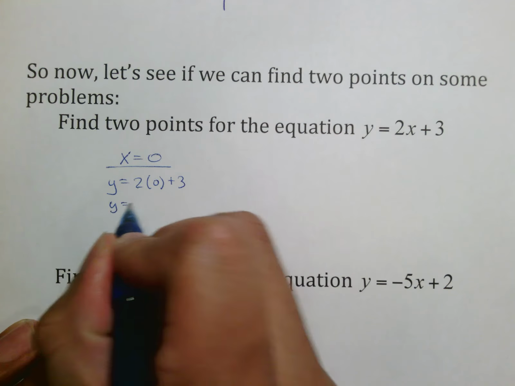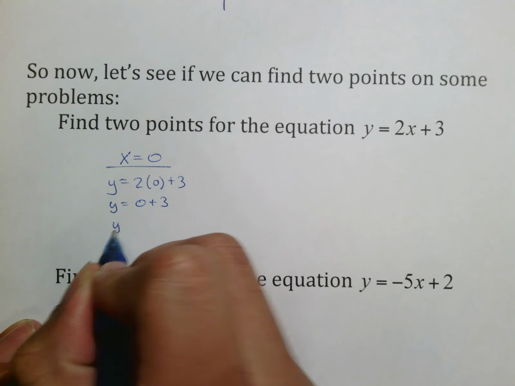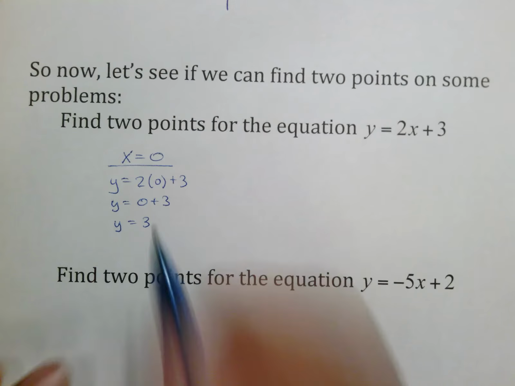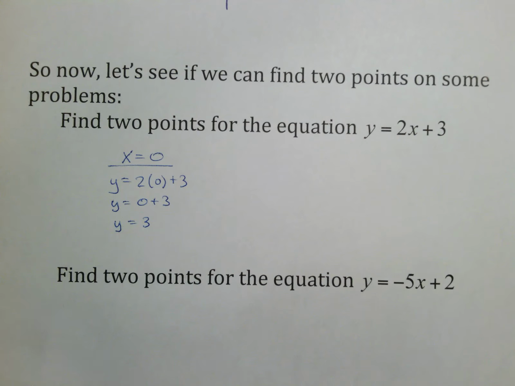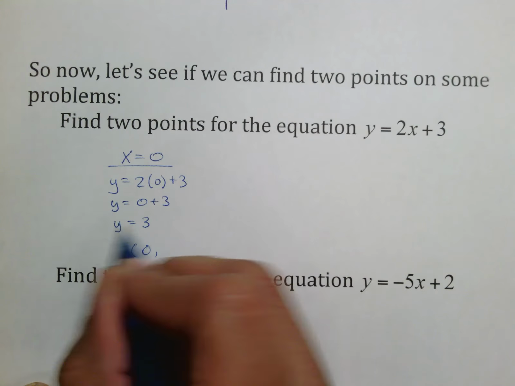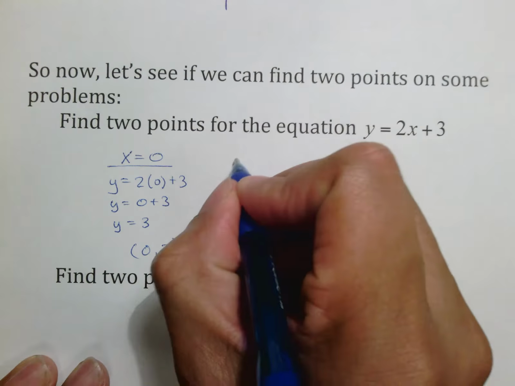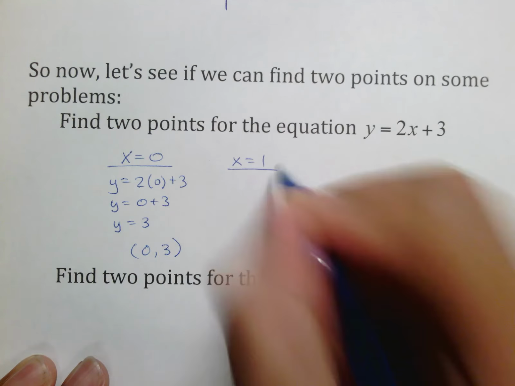That turns into y equals, well, 2 times 0 is 0 plus 3, which means that our final answer is y equals 3. And when you go to talk points, remember x goes first because that's your input, comma, y goes second because that's your output, and so your first point would be (0, 3). And it's that simple. You need a second point. Well, again, the best second point is x equals 1.